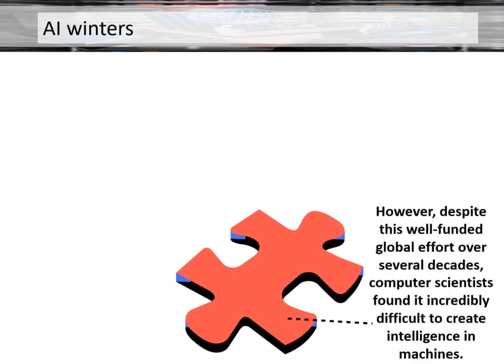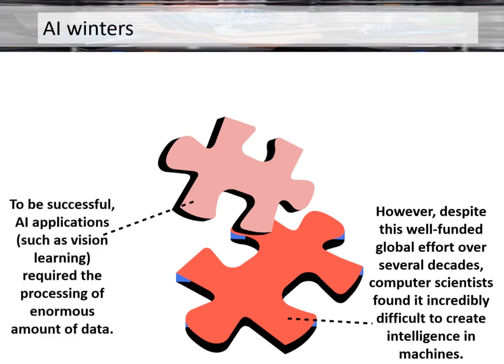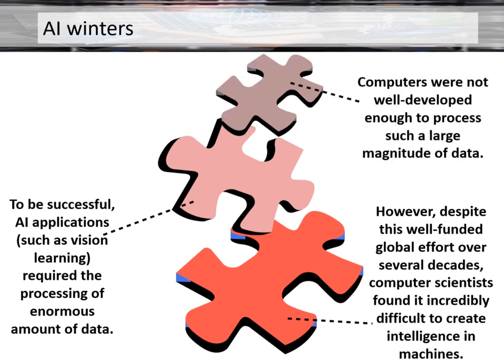AI winters. However, despite this well-funded global effort over several decades, computer scientists found it incredibly difficult to create intelligence in machines. To be successful, AI applications, such as vision learning, required the processing of enormous amounts of data. Computers were not well developed enough to process such a large magnitude of data.